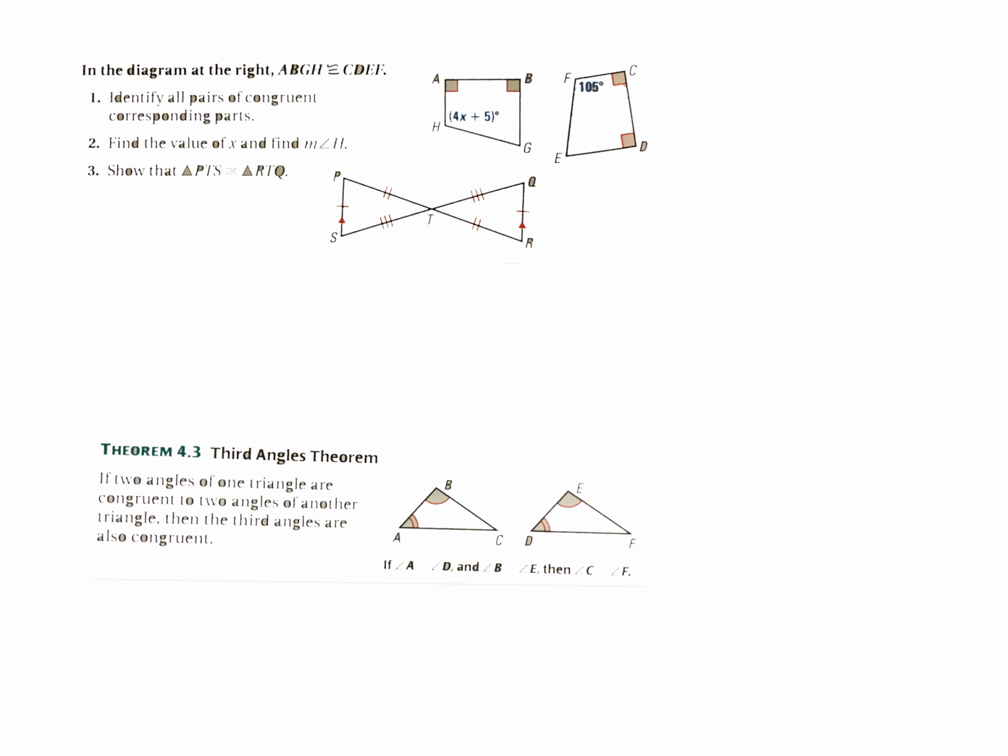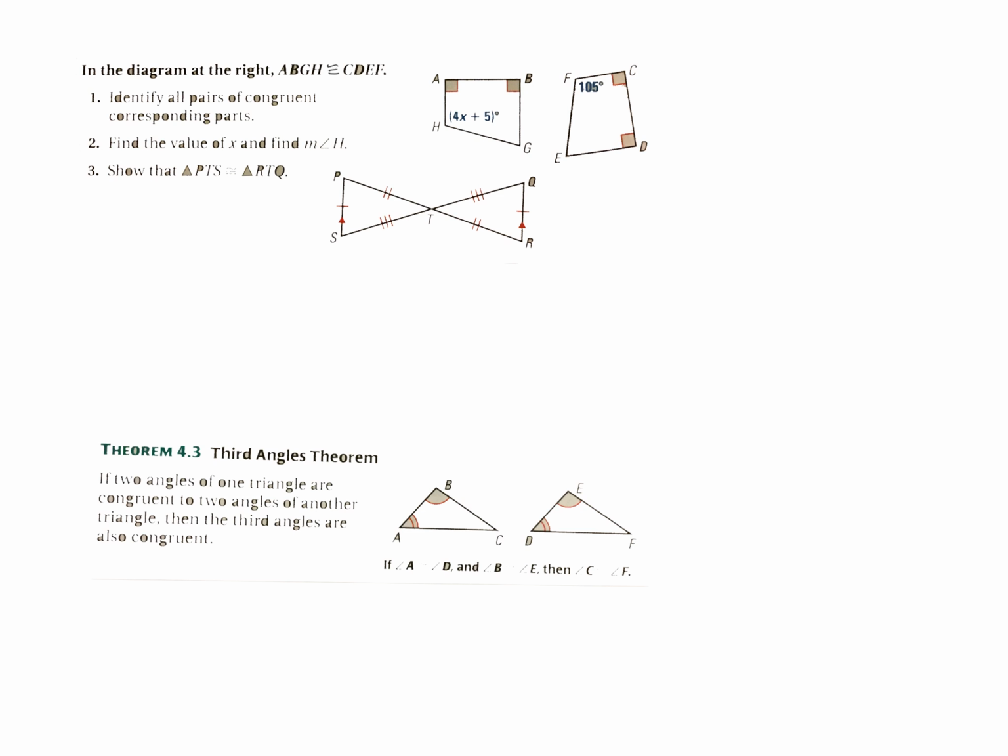It says in the diagram at right, ABGH is congruent to CDEF. So again, remember that A would be the same thing as C because they're in the same position. B is the same thing as D. G as E, and H as F.